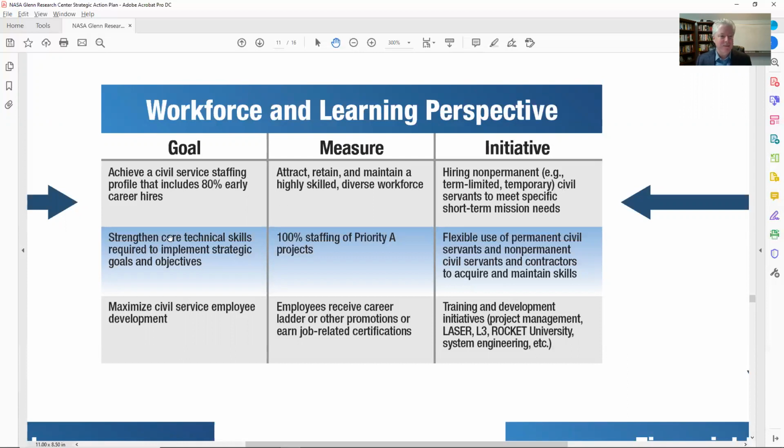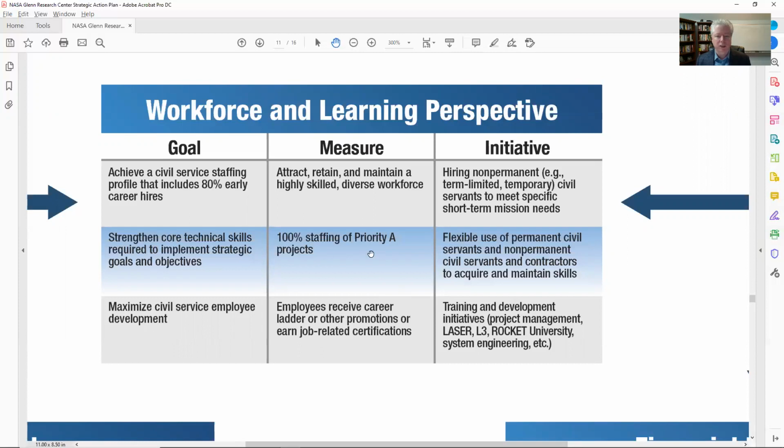So the second goal is strengthen core technical skills required to implement strategic goals and objective. 100% staffing and priority of projects. That's just what they're trying to do. They have priority projects like getting to the moon. They want 100% of the authorized people to be hired. Okay, flexible use of permanent folks and contractors to acquire the skills.